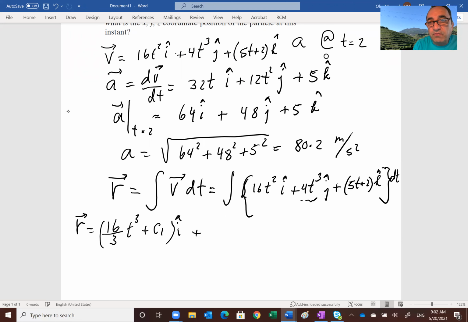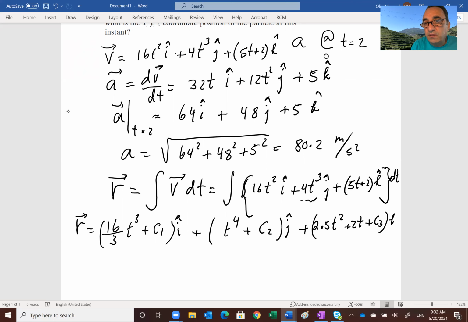All right, the integral of 4t cubed becomes what? t to the 4 plus another constant, C2, j. And finally, the integral of 5t is 2.5t squared, right? Plus the integral of 2 is 2t plus another constant, C3. Okay, that's it. That's your r. So this is your x, this is your y, and this is your z, the positions. But how do you find C1, C2, and C3?